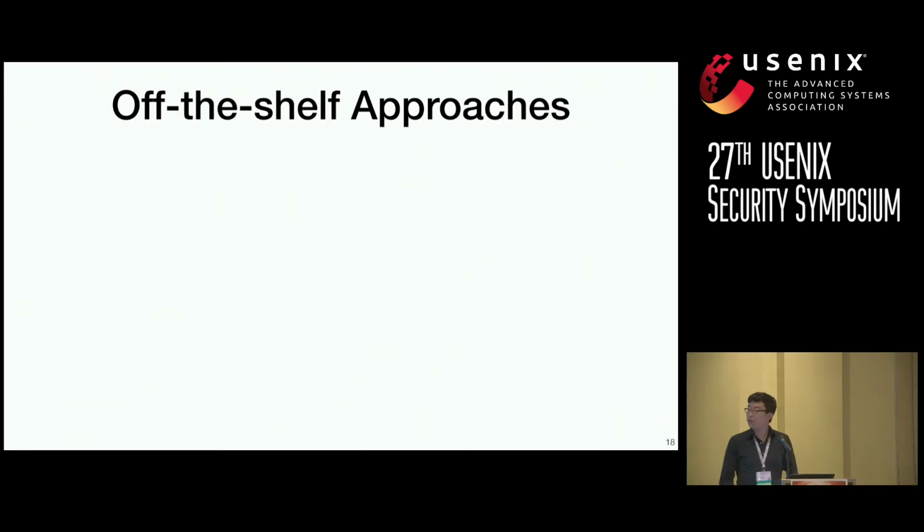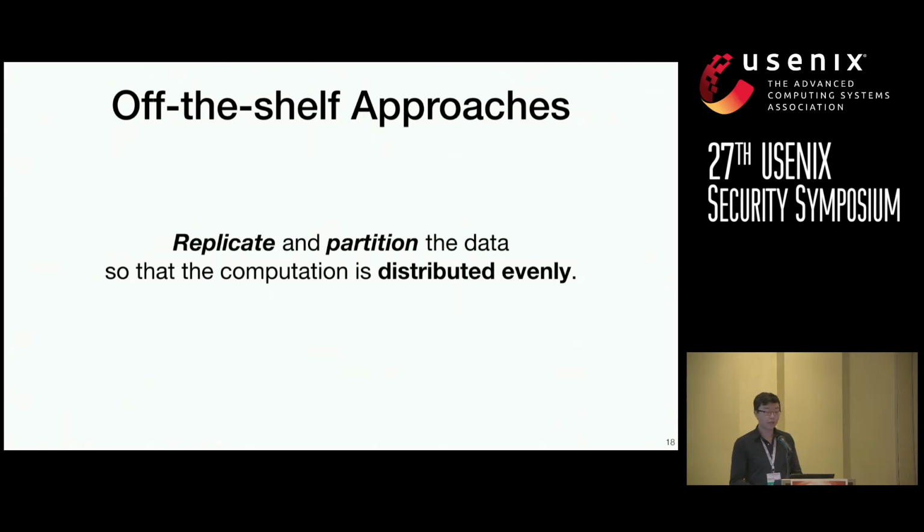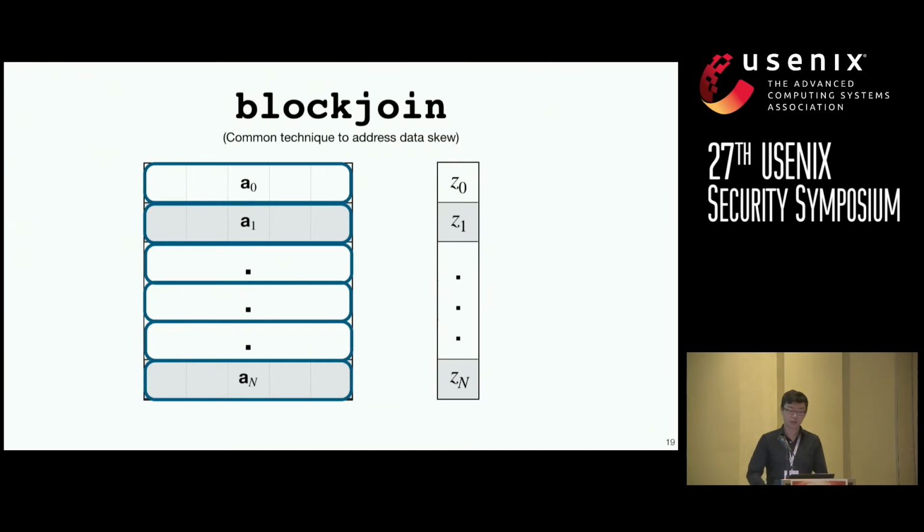So we studied some off-the-shelf approaches, and the goal here is to address the problem of data skew, and we benchmark them across varying circuit sizes and number of machines to determine their feasibility. The approach that's taken by these off-the-shelf approaches is to replicate and partition the data. So the first approach that we looked at was block join.